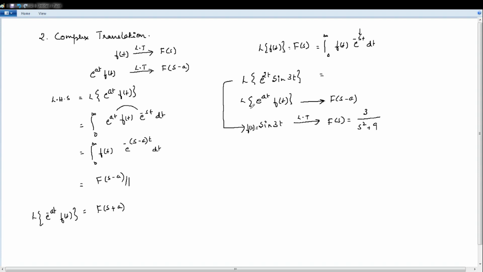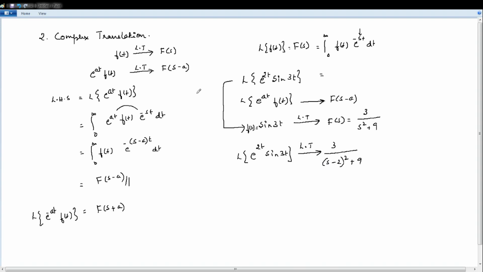But the property says that if you multiply an exponential to f(t), there will be a subtraction in the s domain of its Laplace transform, right? So what is the Laplace transform of f(t)? F(s) is 3 divided by s squared plus 9. And if you multiply with e^(2t) sin 3t, it would be replacing s by s minus 2. So 3 divided by (s minus 2) squared plus 9.